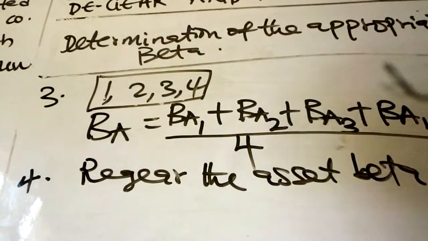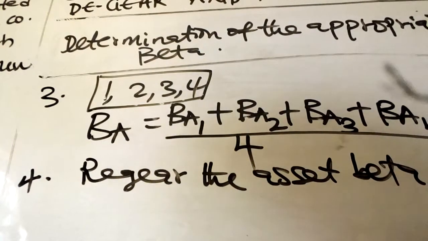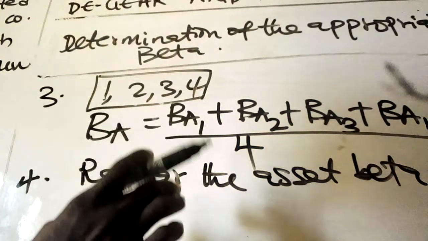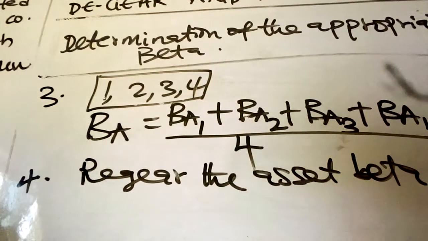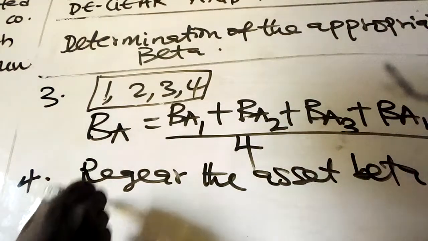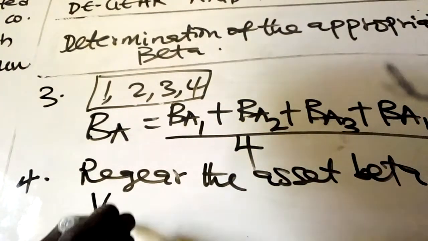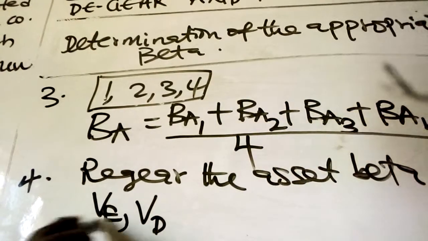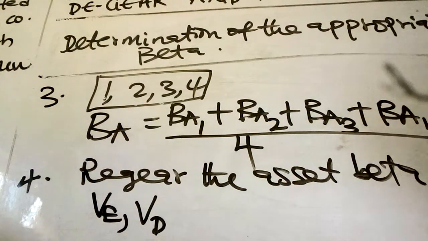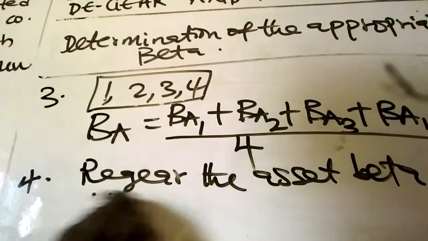So you regear it in order to get the equity beta of company A, that is, of the company undertaking the project. You may use the same asset beta formula we have explained, except that the value of equity and the value of debt, when you are regearing it, will relate to the company making the investment.